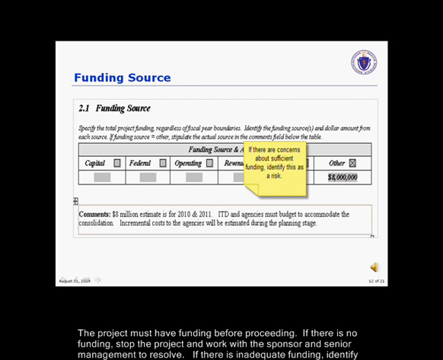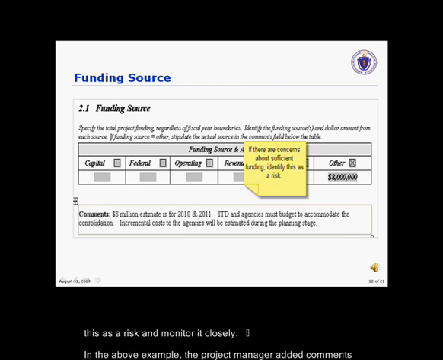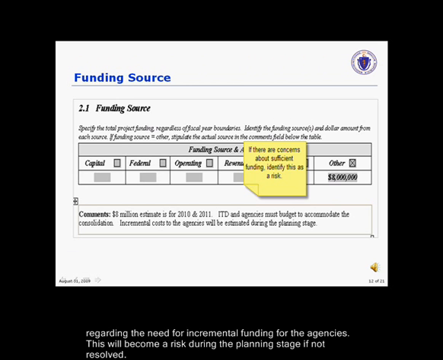Funding source. The project must have funding before proceeding. If there is no funding, stop the project and work with the sponsor and senior management to resolve. If there is inadequate funding, identify this as a risk and monitor it closely. In the above example, you will observe that the project manager has added comments regarding the need for incremental funding for the agencies. This will become a risk during the planning stage if it's not resolved.